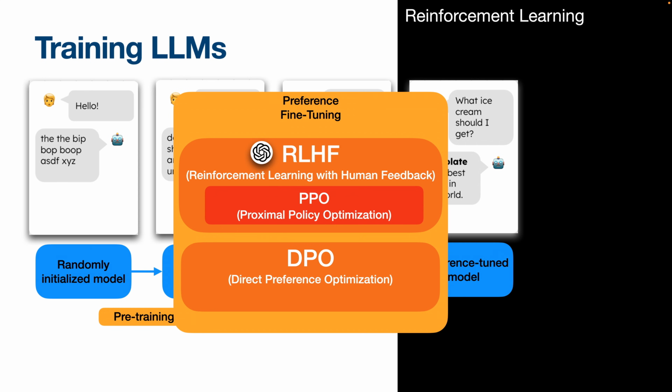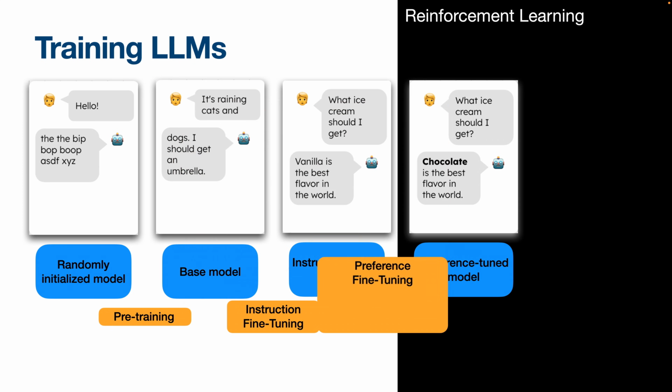A more recent and computationally efficient alternative to RLHF is DPO, or Direct Preference Optimization. We don't know if OpenAI switched to DPO, but the open source community has definitely embraced it. To learn how DPO works, check out my other video on Tulu 3, an open source model that uses it. So that was preference fine-tuning.